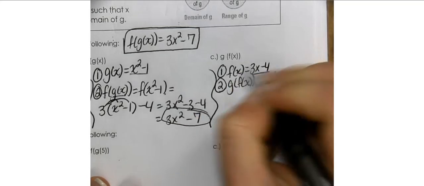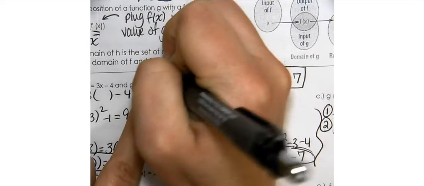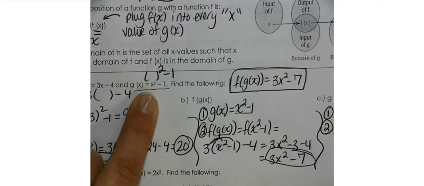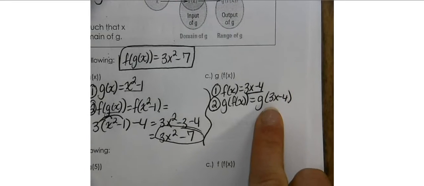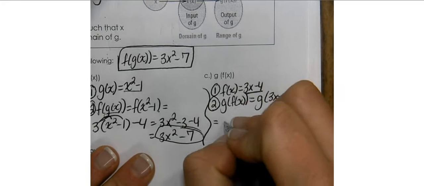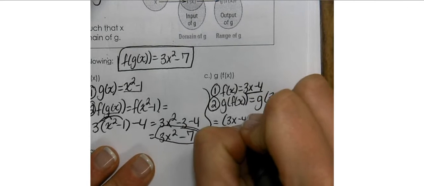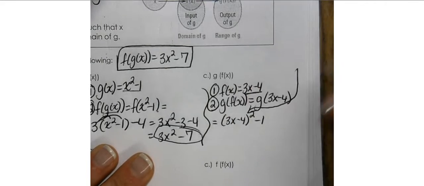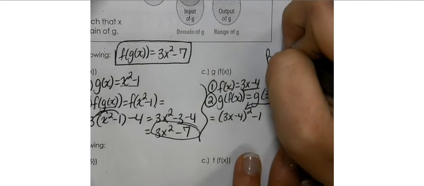And so in my g function, I have x squared minus 1. So that means I'm going to substitute something in for x. I'm going to square it and then subtract 1. And the thing I'm going to substitute in is 3x minus 4. So I'm going to write (3x minus 4) squared minus 1. Now you have to be careful. Do not distribute the exponent.